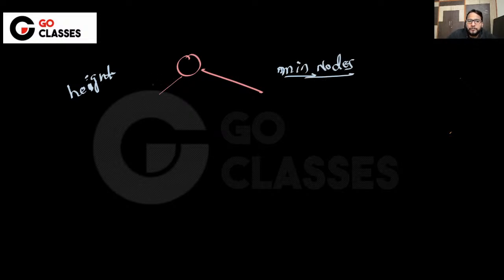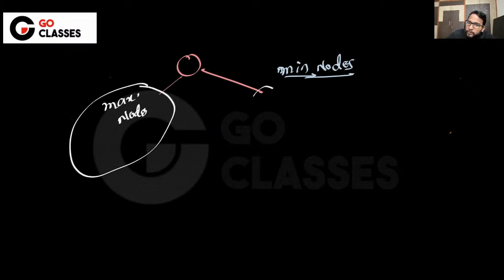For example, let's suppose the left side should have the maximum nodes, and the right side should have the minimum nodes. Let's suppose I want it only for the root, and for other nodes maybe I don't want it. But I want the minimum number of nodes on the right side. So only for the root, I want the maximum number of nodes here and the minimum number of nodes here.